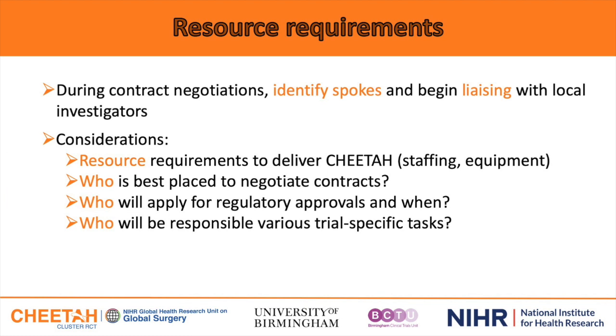One of the most important elements of contract negotiation is to establish your resource requirements. So hubs should be identifying spokes and begin liaising early with local investigators. Hubs and spokes need to determine their resource requirements in terms of staffing and the equipment needed to run CHEETAH at your site. It's also a good time to begin thinking about who will negotiate contracts at your site, who will apply for regulatory approvals, and when and who you can identify to perform the various trial-specific tasks within CHEETAH.